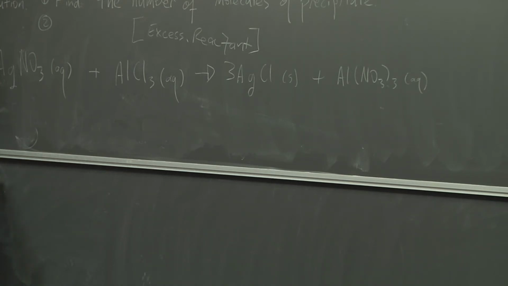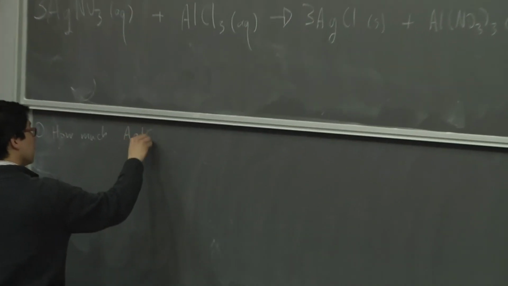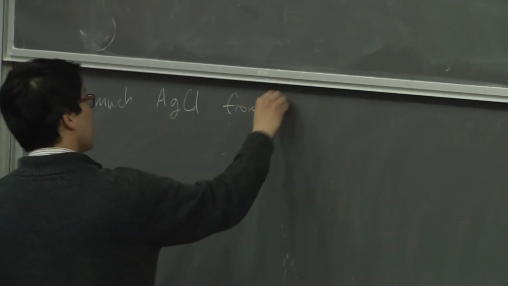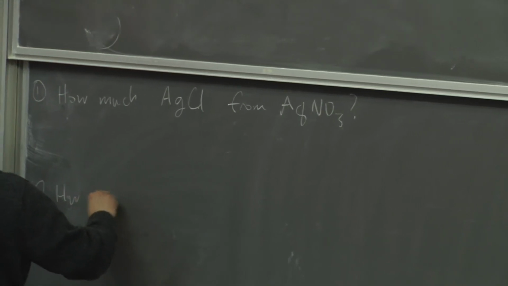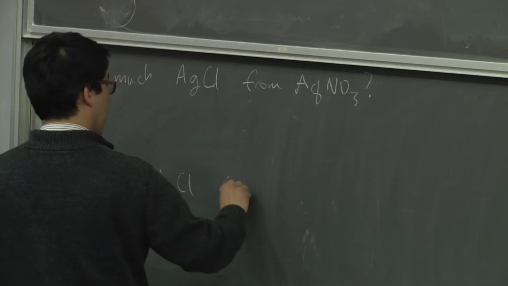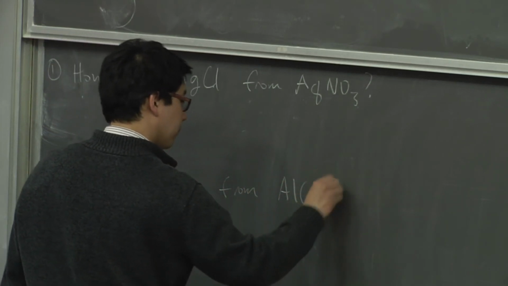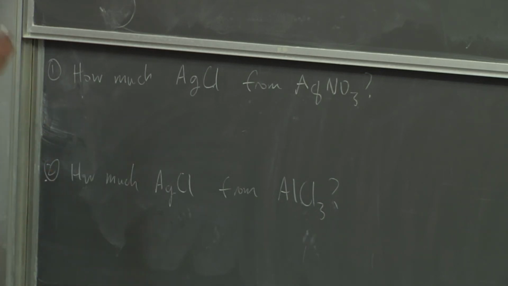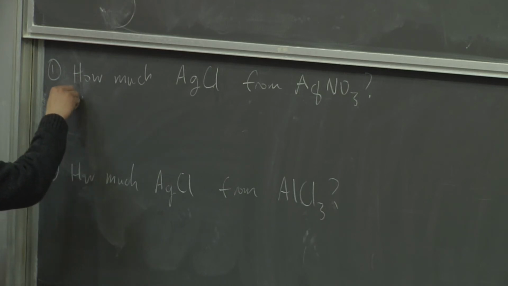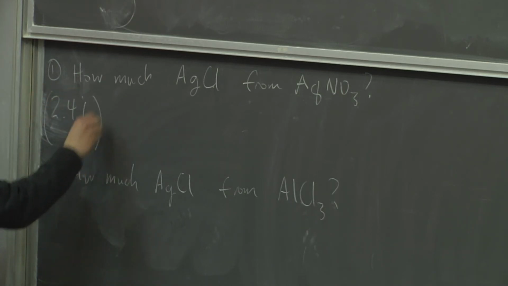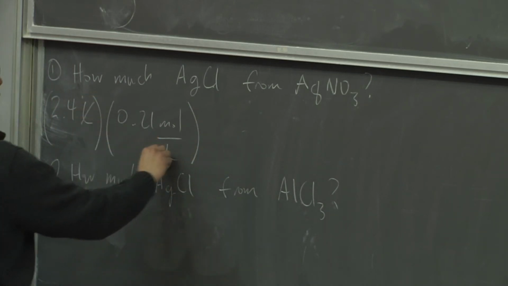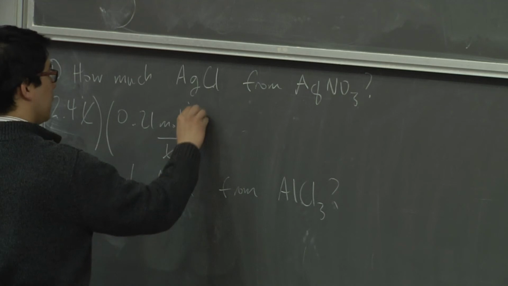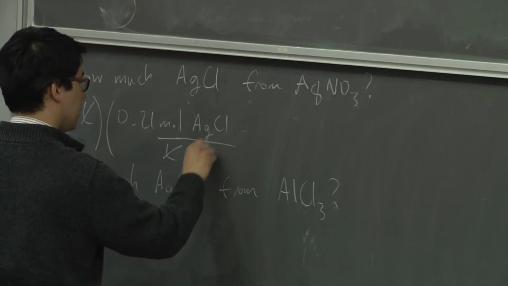So we're going to ask how much AgCl can be made from the AgNO3, and how much AgCl can be made from the AlCl3. For the silver nitrate, we say 2.4 liters times 0.21 moles per liter, times moles of AgCl per mole of AgNO3.